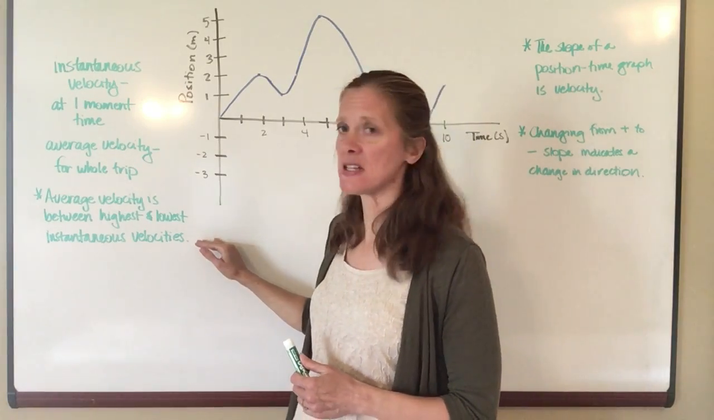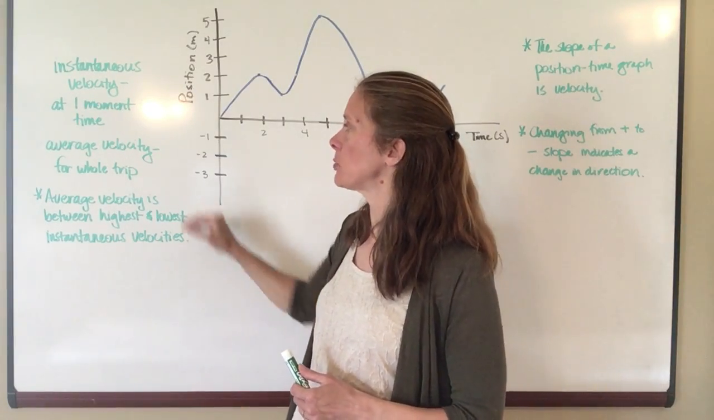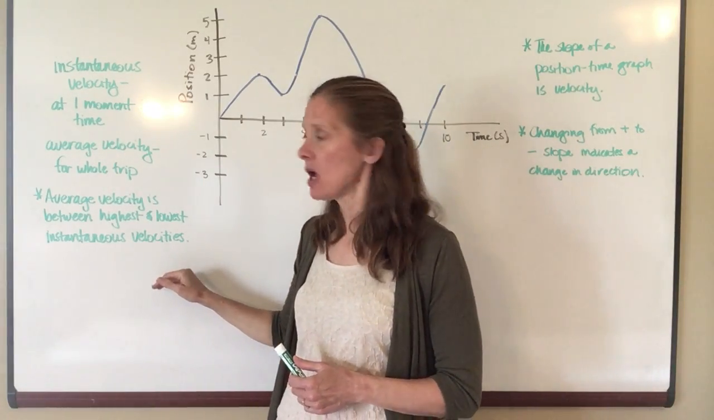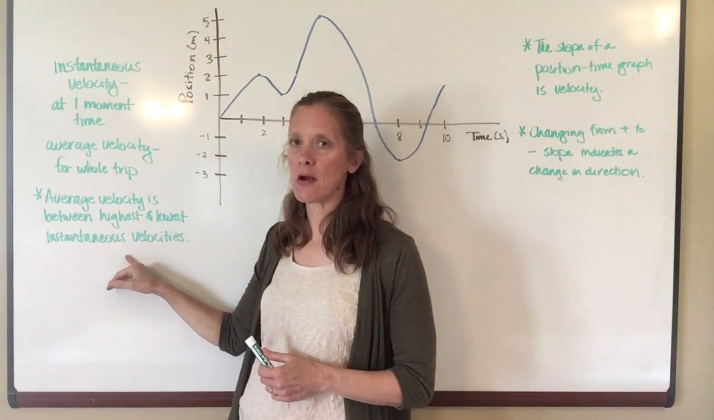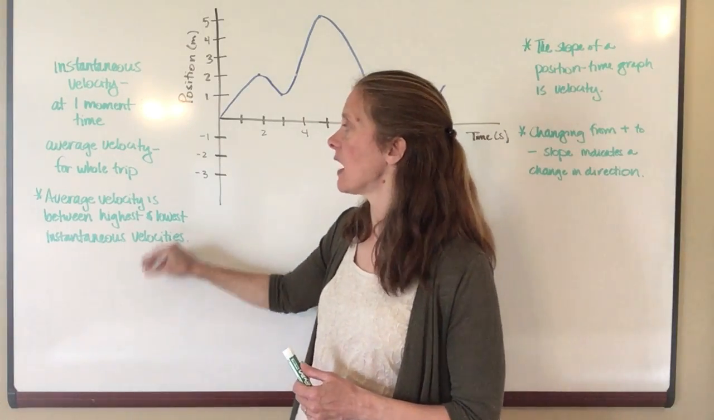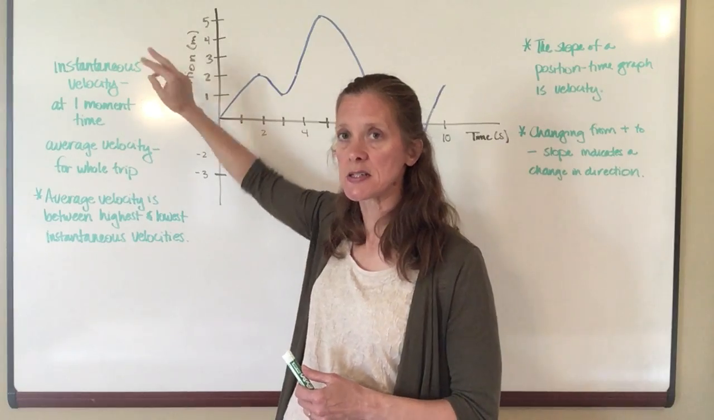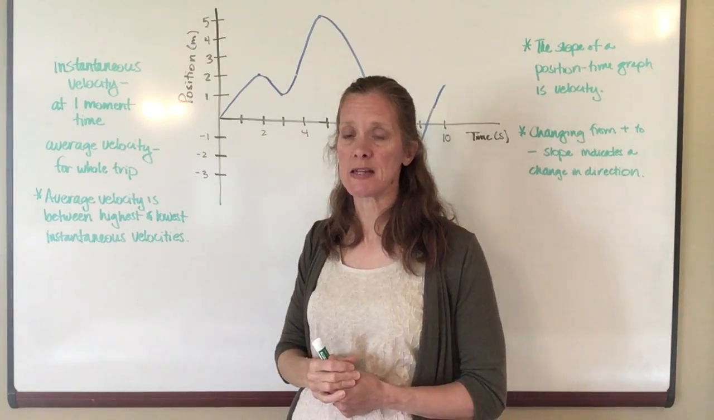Now, average velocity is always going to be in between your highest and your lowest instantaneous velocities. So if you're going to calculate an average velocity and you find that it's not in between your highest and lowest instantaneous velocities, you'll know that you made a mistake someplace.